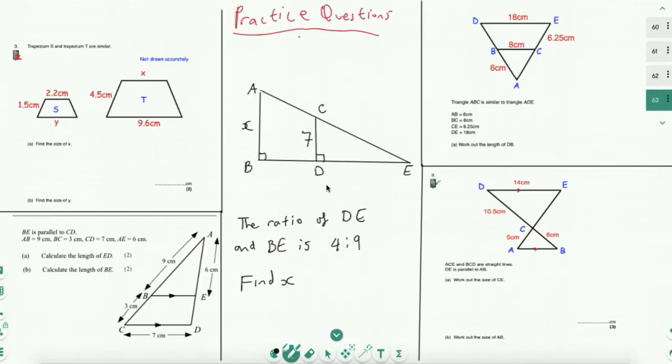So that's how we can use our ratios to help us with our similar shape problems. Okay, guys, and here are some questions to practice everything you have covered so far. Give it a shot, and if you have any questions, just let me know.